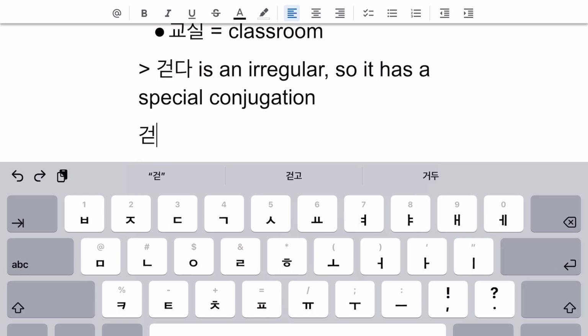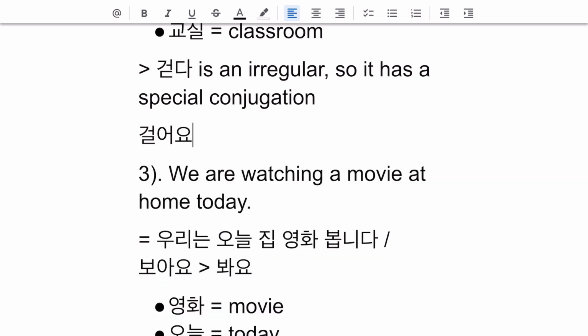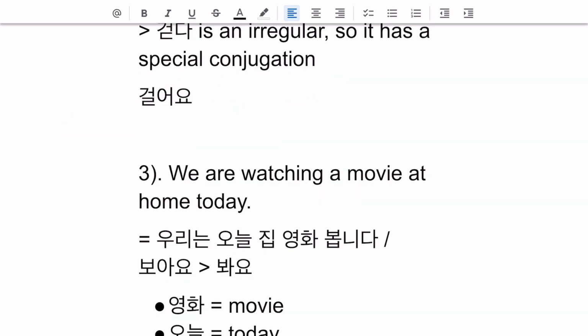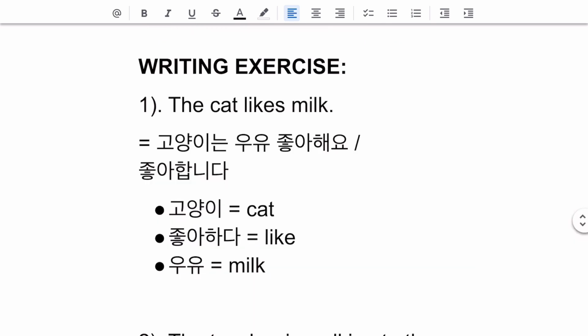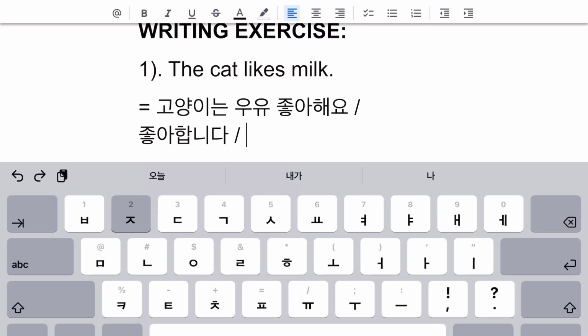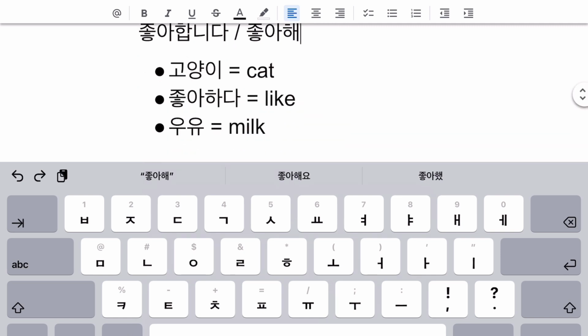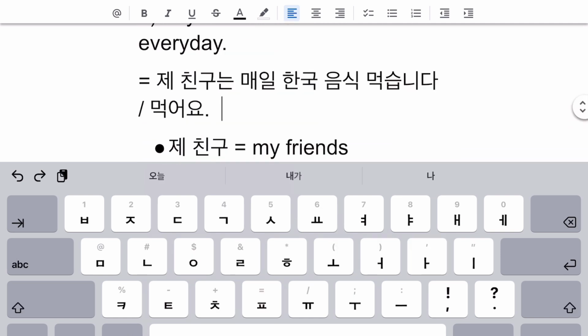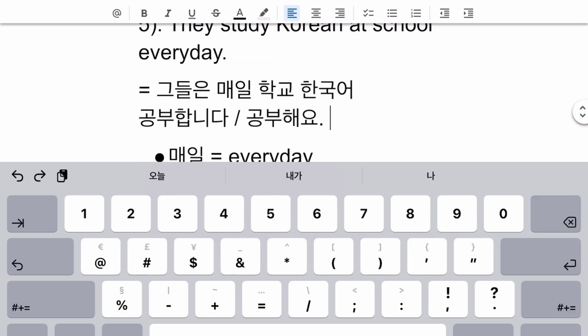Usually we just take off the da, and you would think it becomes 걷어요, right? But actually, we have to change that D at the bottom to an L and then conjugate as normal. Why? I don't know. It's irregular. So it has a different conjugation. So it becomes 걸어요 or 걸어. Actually, I can put the informal conjugation on each one also. 봐요, 봐, 먹어요, 먹어, 공부해요, 공부해.